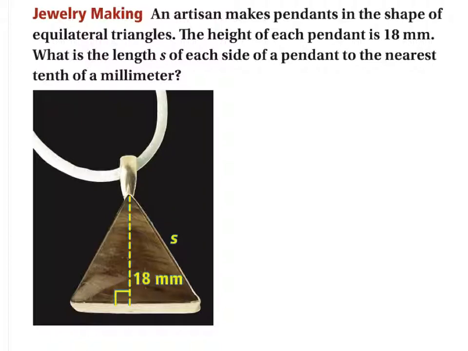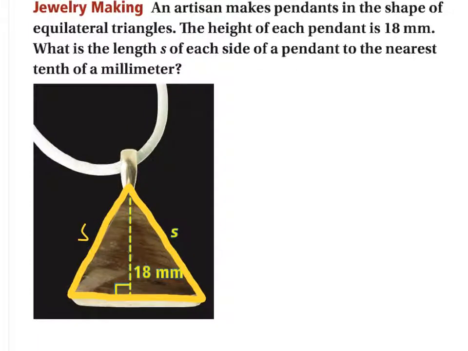Okay? So, looking at this diagram, we are given an equilateral triangle. And because it is equilateral, we know certain things. We know that all three sides are the same length. So this is going to be S, and this entire third side is going to be S. I'm not going to write that in yet.